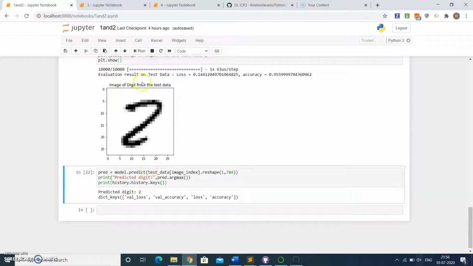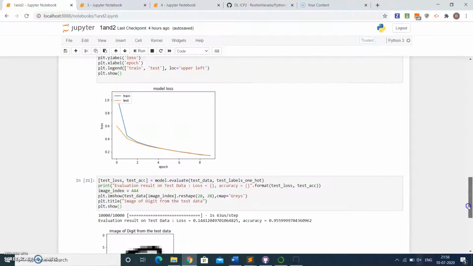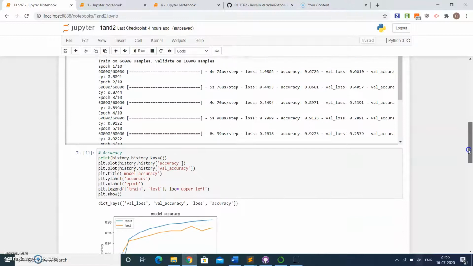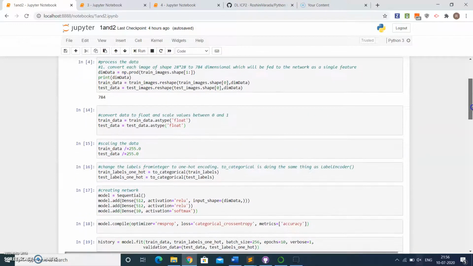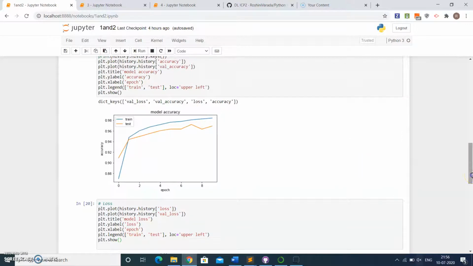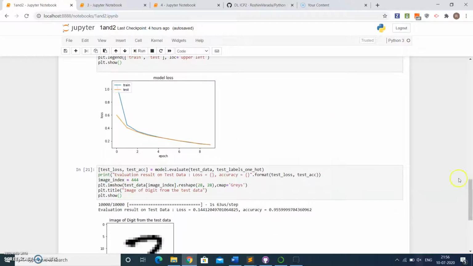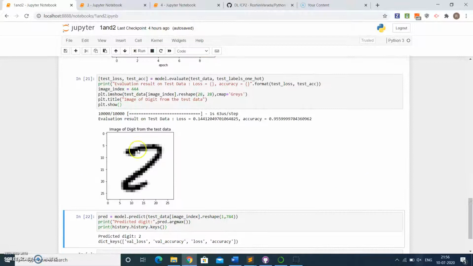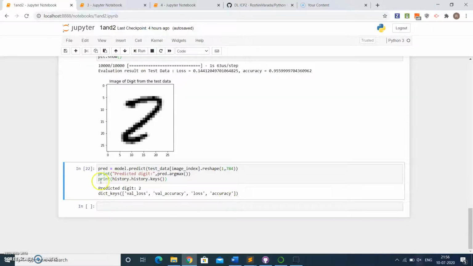So this is the first part and the second part of the question. The first part is that we calculate both the accuracy as well as the loss graphs, and the second part is visualizing this image as well as predicting the image. So the image is predicted as 2 here.